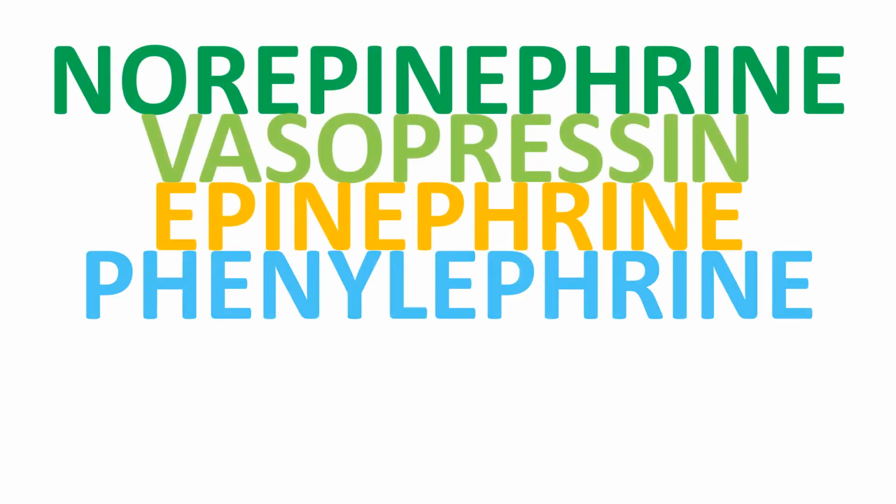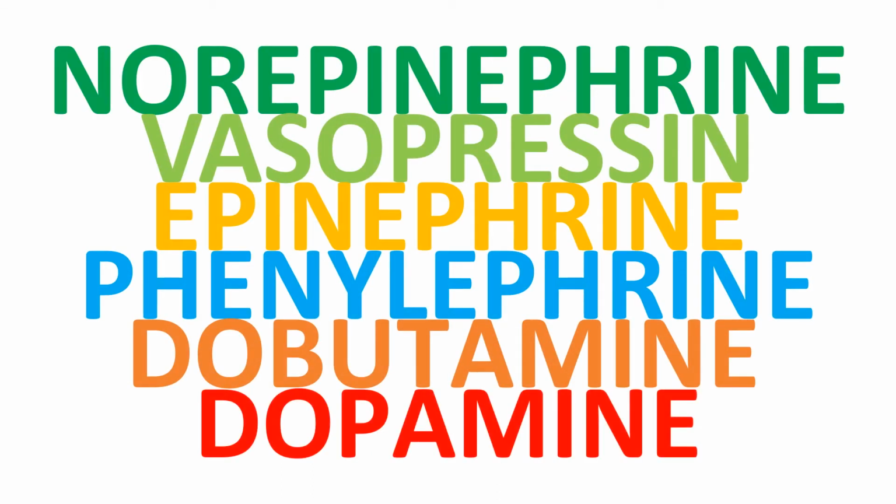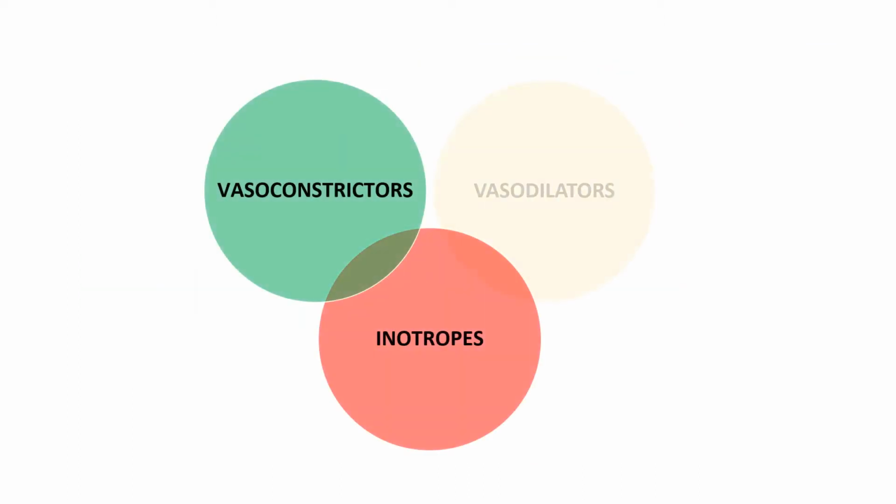The 6 medications I want to talk about today are norepinephrine, vasopressin, epinephrine, phenylephrine, dobutamine, and dopamine. And we're going to try to group these into inotropes, vasoconstrictors, or vasodilators. Obviously, some of these will have an overlap between inotropes and vasoconstriction, or inotropes and vasodilatation, and so we'll talk about these as we go along. Let's start off by talking about norepinephrine.